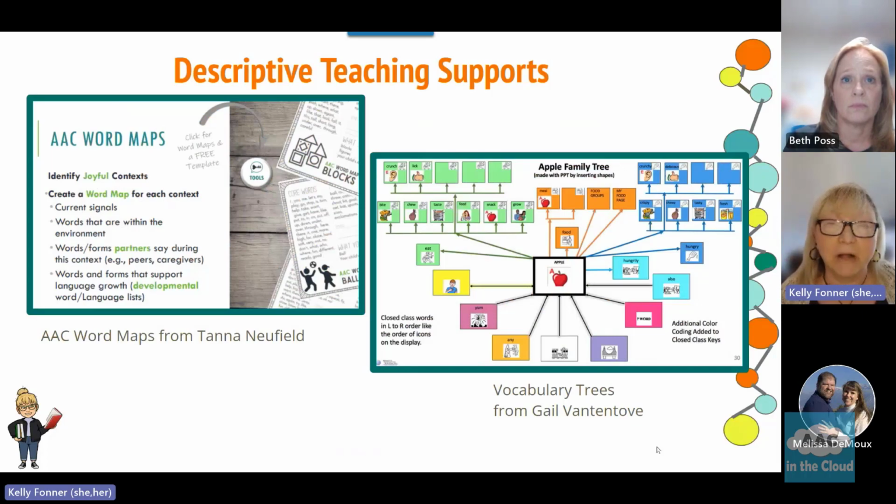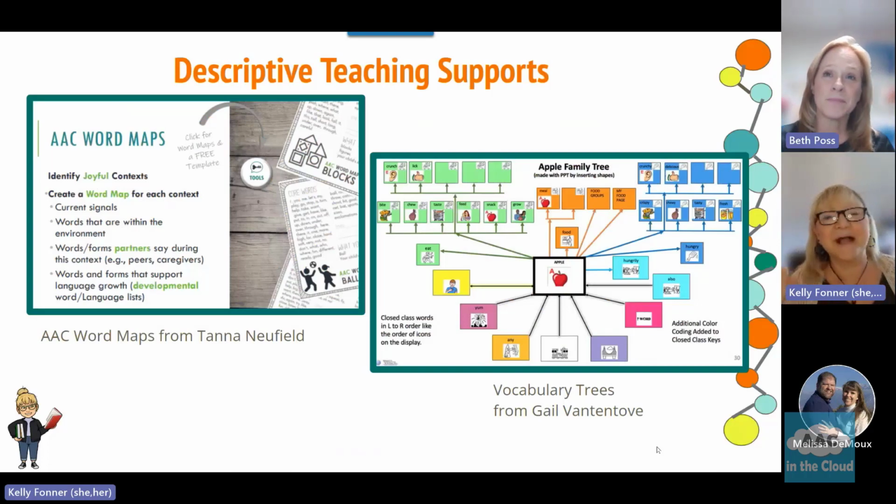It can be really helpful if you plan, always nice to plan ahead of time for these types of words so they don't surprise you. And so here are some really nice planning strategies. On the left is the AAC word map strategy that Tana Newfield talks about. And if you go to her presentations and go to her website, you'll find that she has these word maps that you can start to fill out.